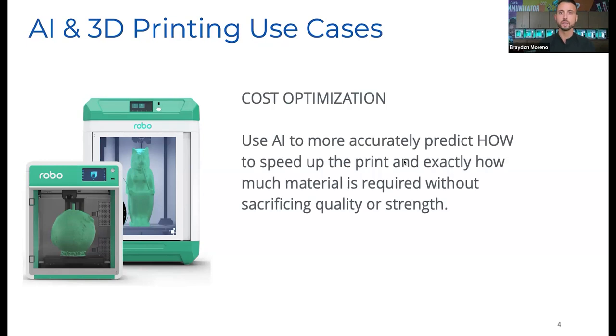The second one is cost optimization. So using AI to more accurately predict how to speed up the print, how much material, things like that, right? Another thing we talked about is that you can individually control how solid the object is and things like that. But in the future, we're looking to see AI being utilized to really optimize the model for cost and functionality.